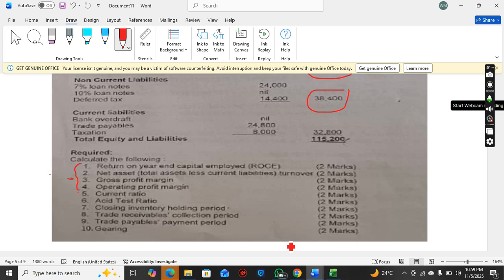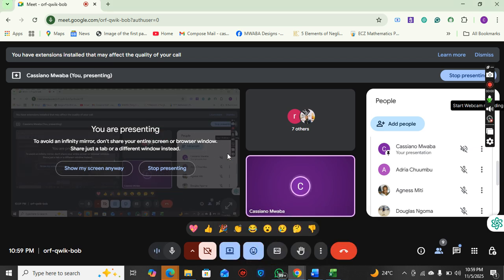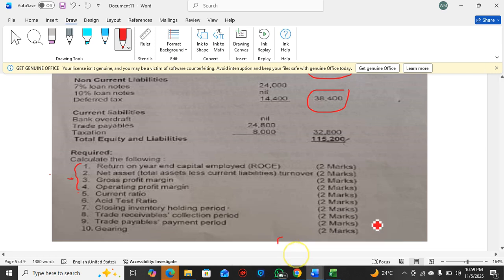All right, so the next ones are the liquidity ratios. Converting your current assets into money so that you can pay off your current liabilities, basically. That's what liquidity is about, right? Liquidity is just about how fast you can convert your current assets into actual money so that you can pay any outstanding liabilities or expenses. So we'll start with the current ratio.